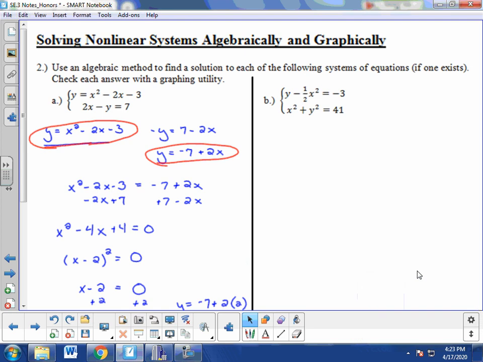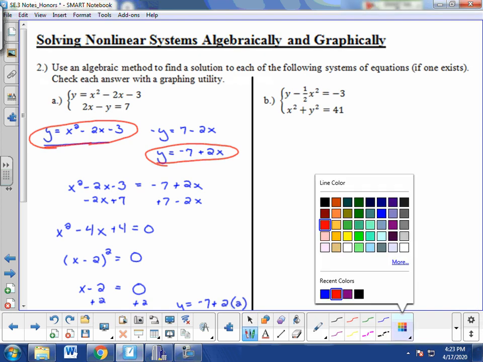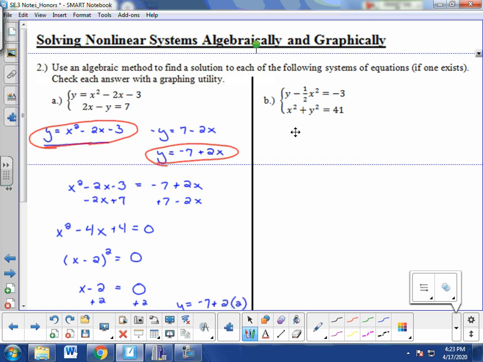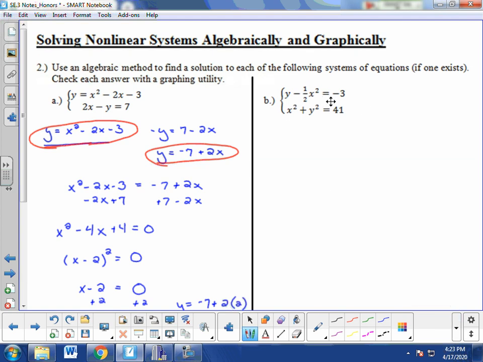In order to use the substitution method, we want to make sure that each equation is equal to y. So here with this first equation, you could letter it A if you wanted to, but to get y by itself, it's just an addition. All I need to do is add 1/2 x squared to both sides. What that leaves me with is y equals -3 plus 1/2 x squared, and you can reorder that if you would like to. On the second equation down here on the bottom, I need to subtract this x squared from both sides. So that gives me y squared equals 41 minus x squared.